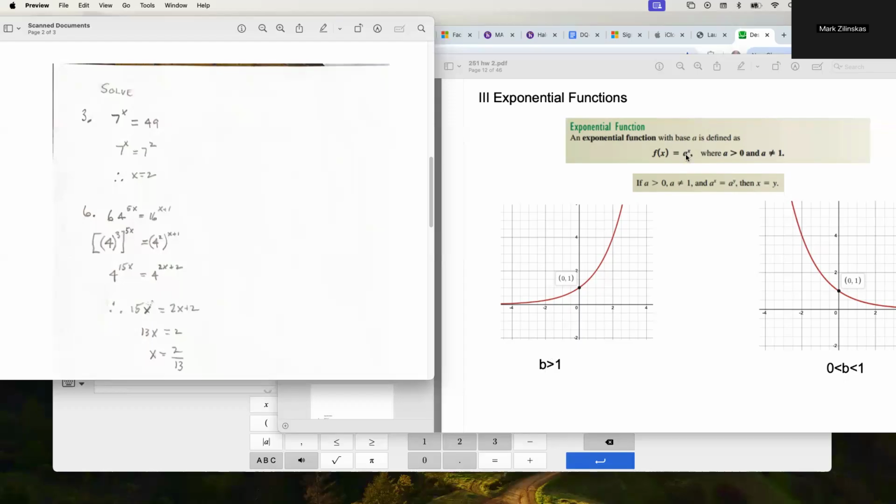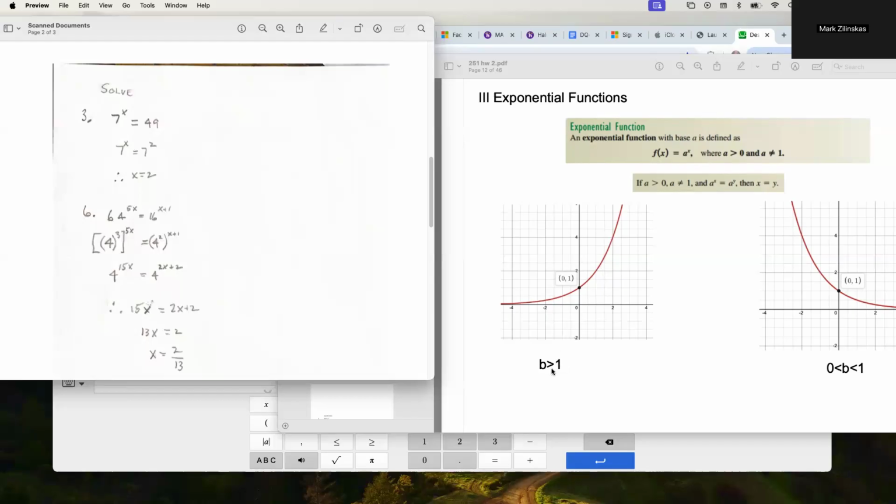This would be like B to the X, where B is greater than 0, and B is not equal to 1. Okay. So let's just look at this as a B here. And like I said, excuse me for that error on my part with this slide. It's not really an error, but just potential confusion.